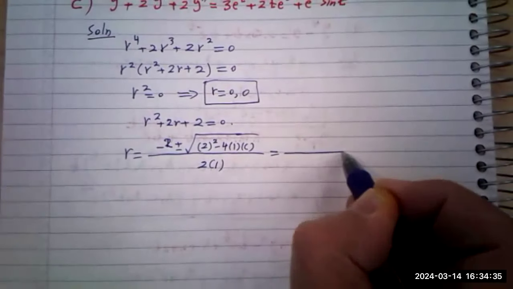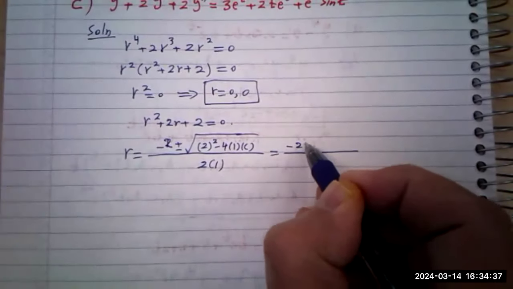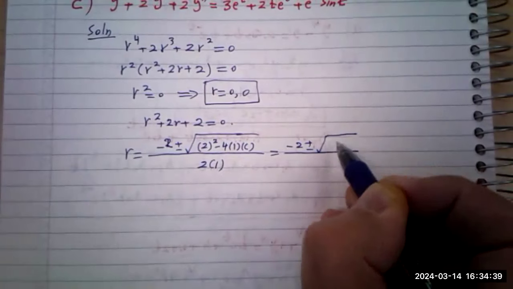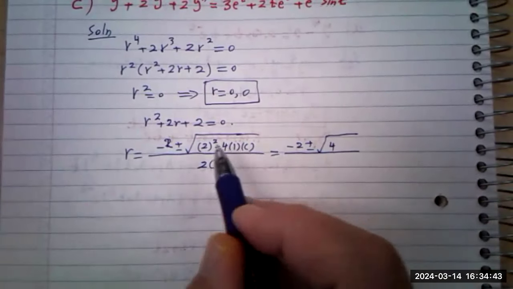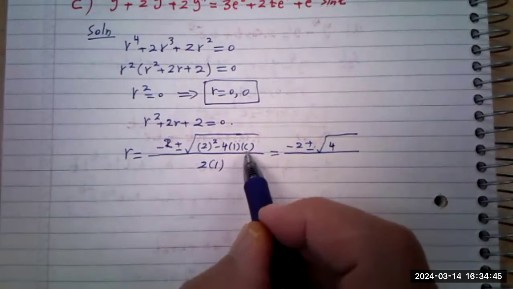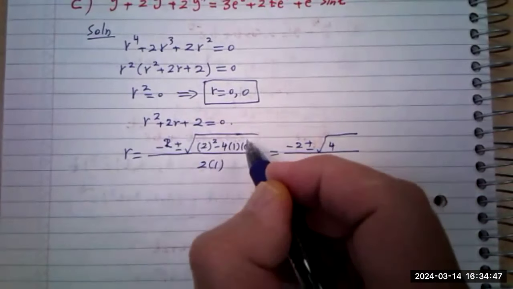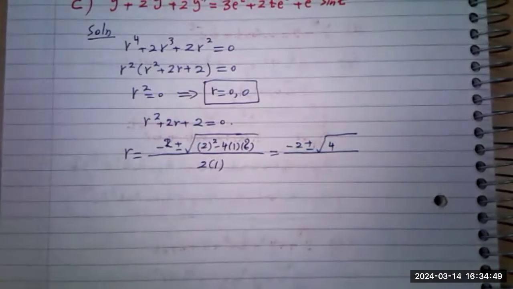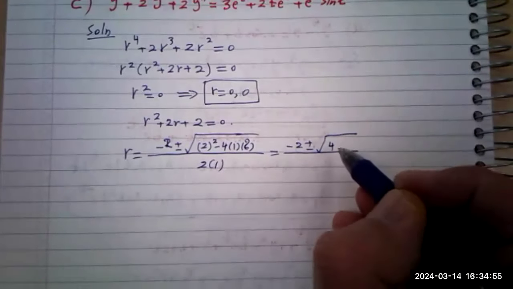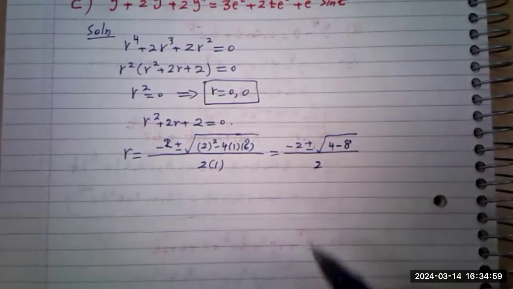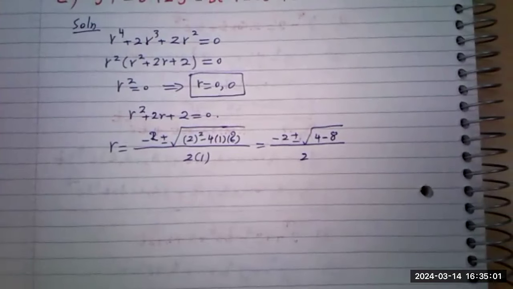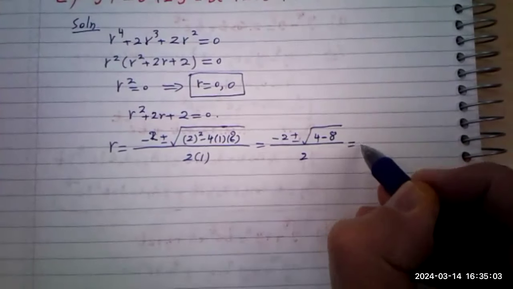Okay, continue on the top. It's negative 2 plus or minus the square root of 2 squared, which would be 4. Okay, and this is 4AC. That's a 2 here, okay? A is 1, C is 2. And so the first one, 2 squared would be 4, and the other one would be negative 8. Okay, negative 8 over 2. So inside the radical, you get negative 4.